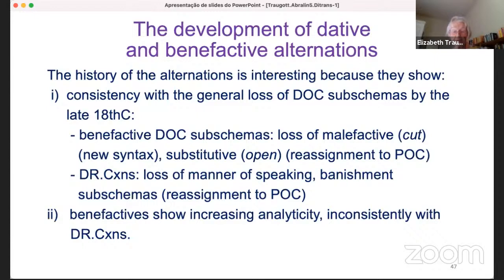And I think the history of the alternations is interesting because they show consistency with the general loss of the DOC sub-schemas, which, as I pointed out, has been happening ever since early Germanic. As Colleman and De Clerck show, by the 18th century, the benefactive DOC sub-schemas had lost the malefactive, lost the substitutive open, which was reassigned to POC. And there's loss of manner of speaking and banishment. They were reassigned to POC. So there's general consistency with the loss of DOC throughout the history of English. And the benefactives show increasing analyticity, and that is inconsistent with the direct recipient constructions.